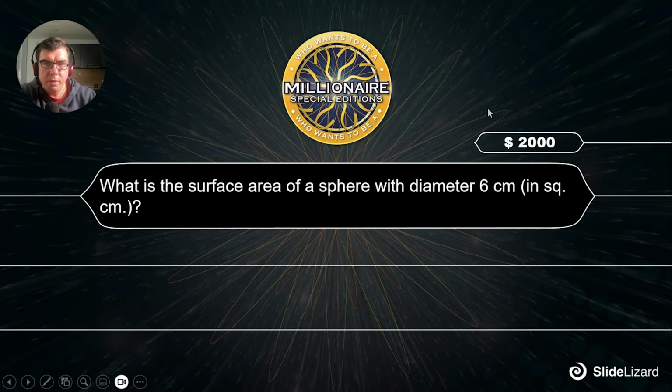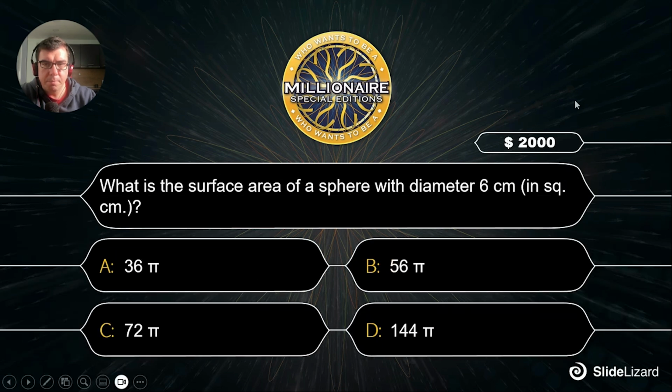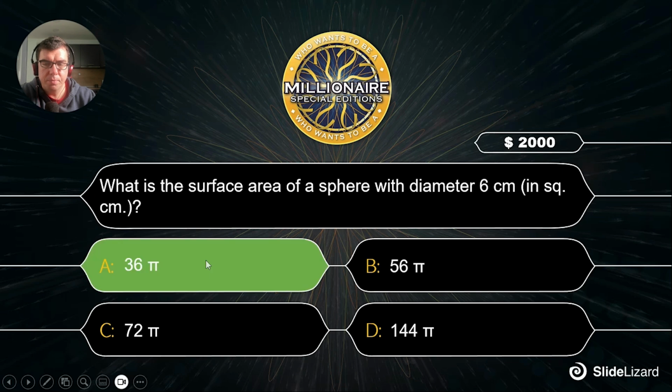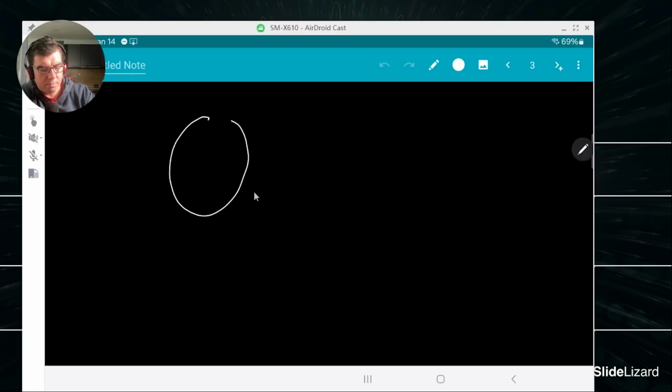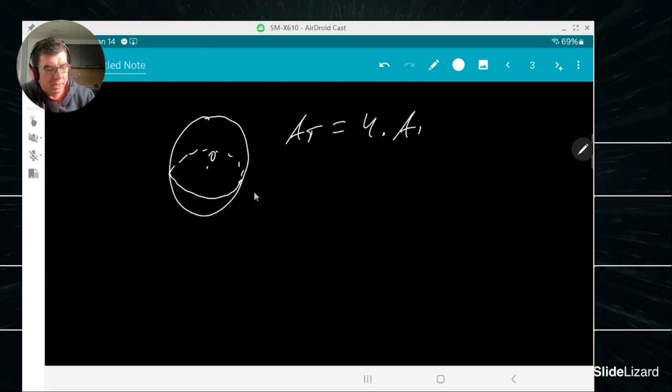What is the surface area of a sphere with diameter 6? Did you find A, 36 pi? 36 pi is correct. Now, this sphere has total surface area equal to 4 times the area of a big circle, and the big circle is the circle that we get if we make a straight horizontal cut through the center of the sphere.